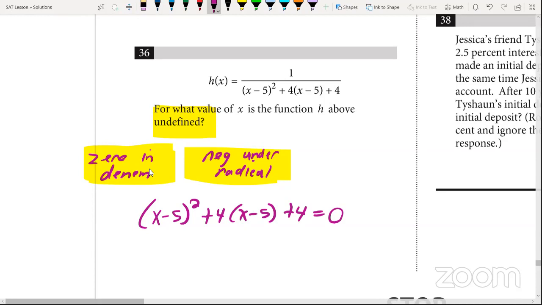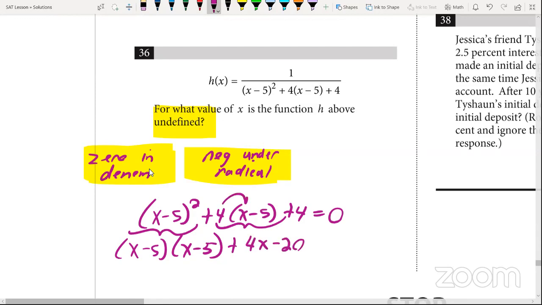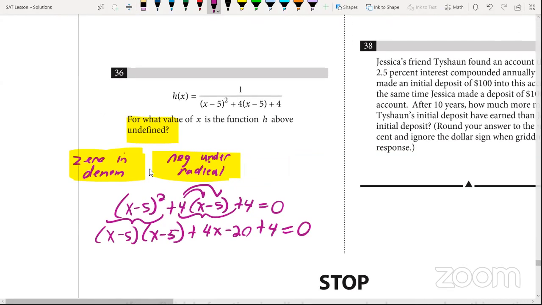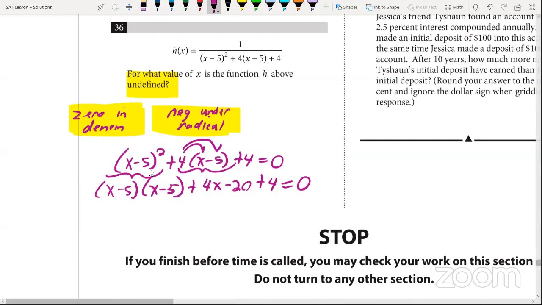Just expanding this out, this would be x minus 5 times x minus 5. Right here, you're distributing 4 times x minus 5, so 4x minus 20: 4 times x and 4 times negative 5, plus 4. And now we need to FOIL out the bottom. First times first, x squared.